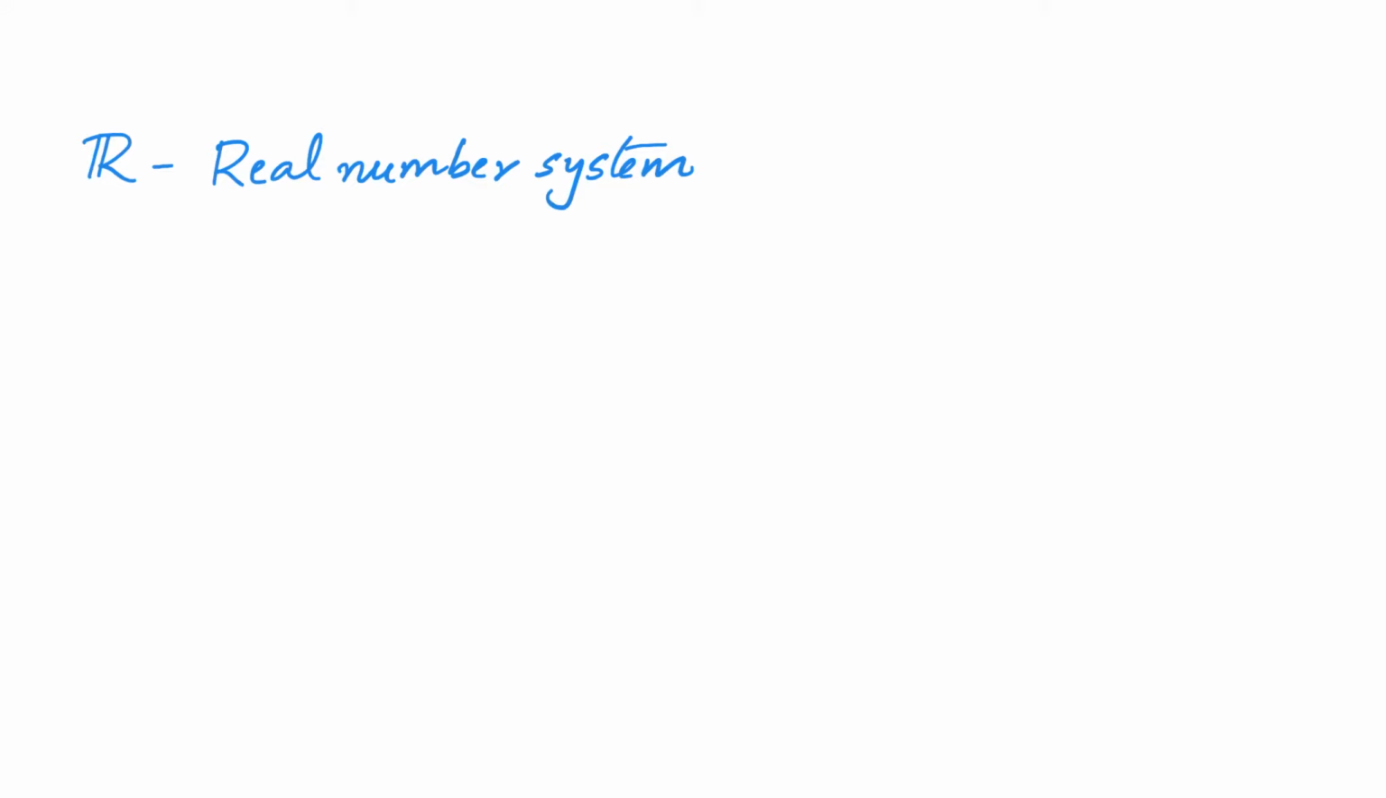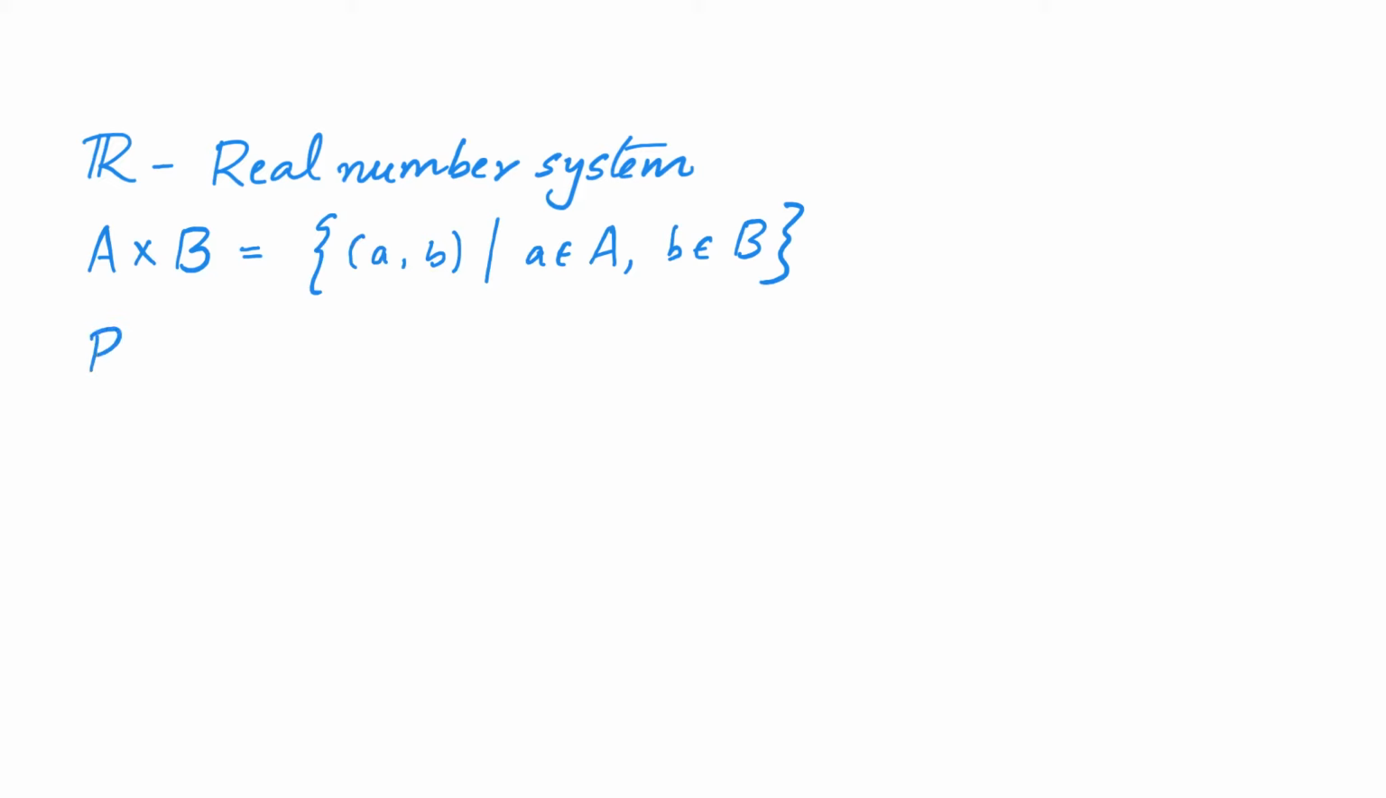You are all familiar with the real number system which we denote by R. We also know that if we know two sets A and B, we can consider the Cartesian product A cross B, which contains all pairs (a, b), such that a is an element in capital A and b is an element in capital B. Therefore, we can take A and B to be the set of real numbers and consider the set R cross R. This R cross R is often denoted as R2 and it contains elements of the form (x, y) such that x belongs to R and y belongs to R.